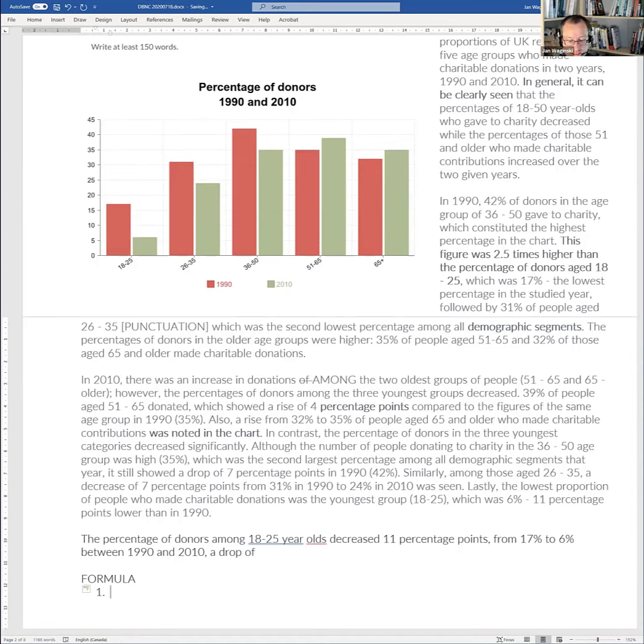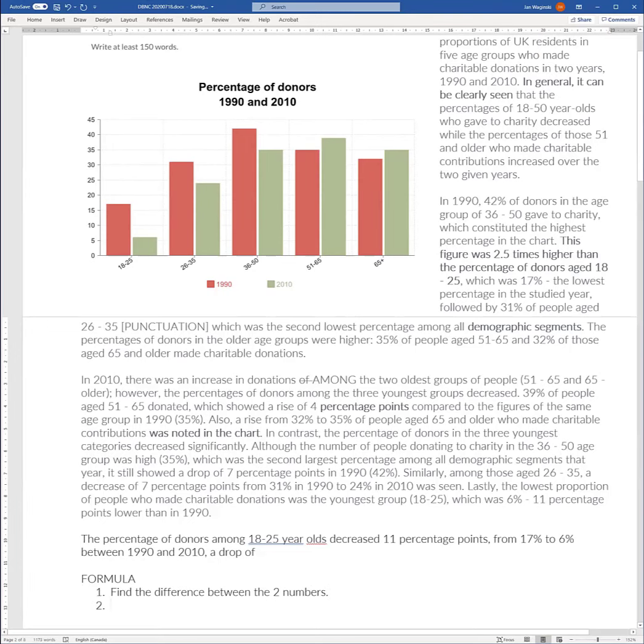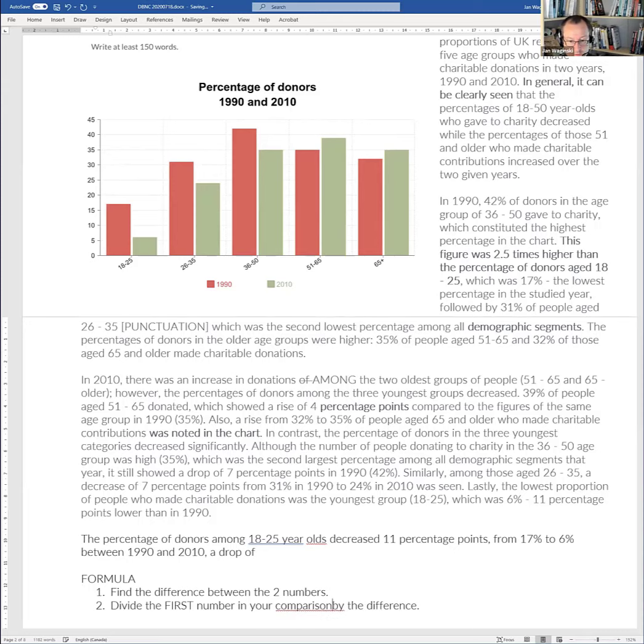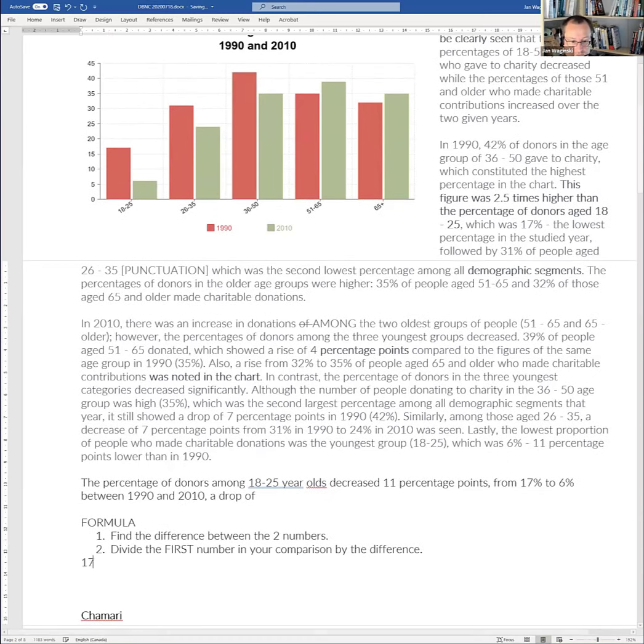So the formula, once again, is find the difference between the two numbers. The difference divided by the first number. Divide the first number in your comparison by the difference. So in this case, we've got 17 minus 6 equals 11. So now we take 11 over 17. And okay, so 11 over 17 is tough, but I wouldn't do 17 minus 6 equals 11.